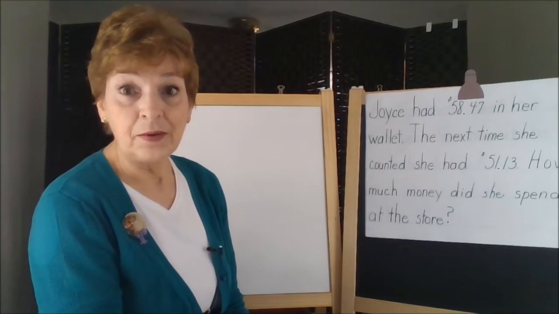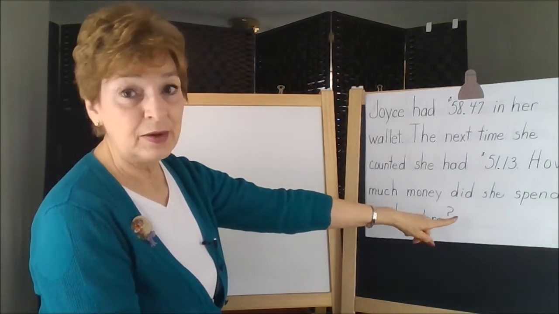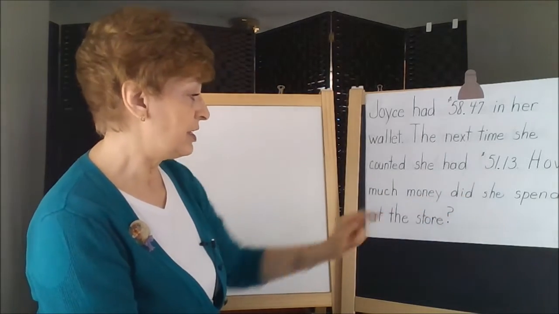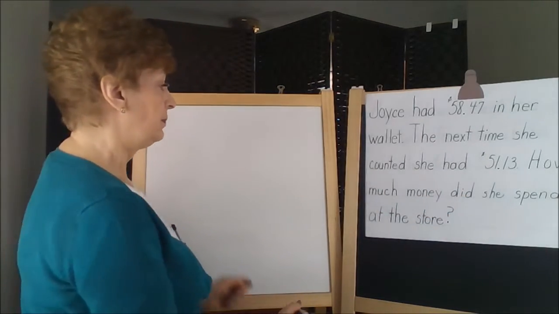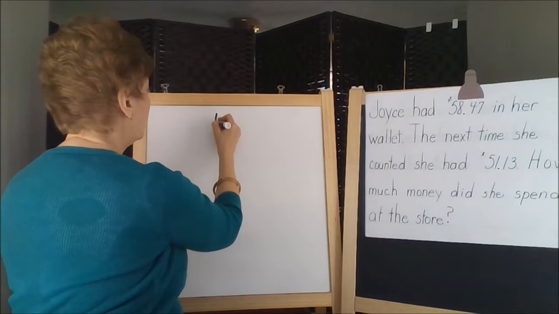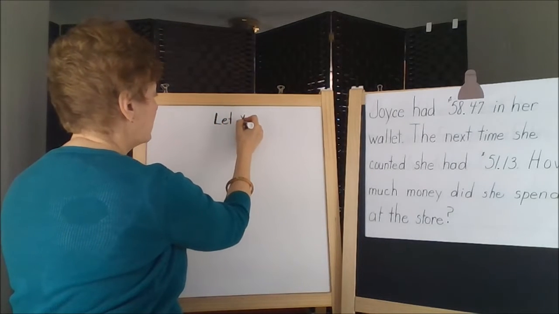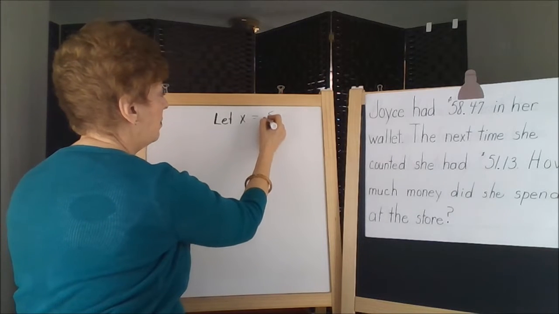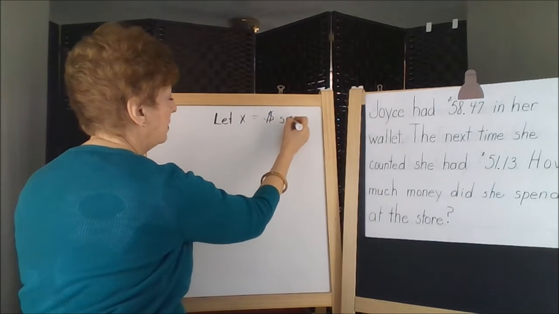What don't we know? Let's look at the question. How much money did she spend at the store? We don't know how much money she spent. So we're going to let X equal money spent.